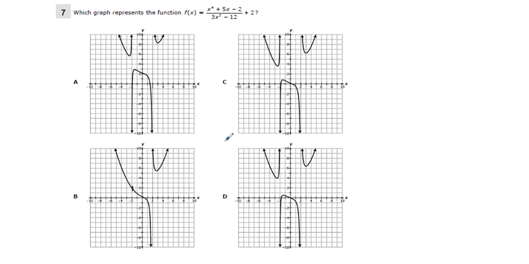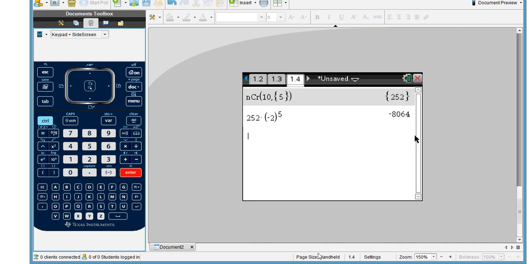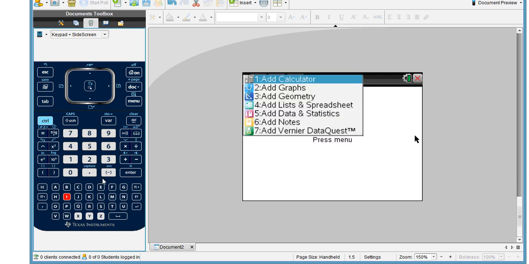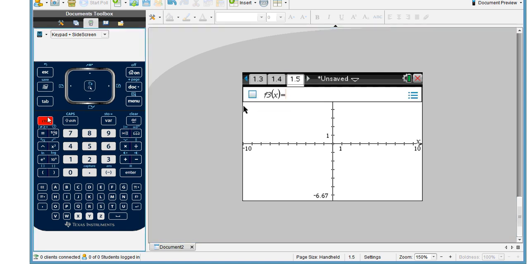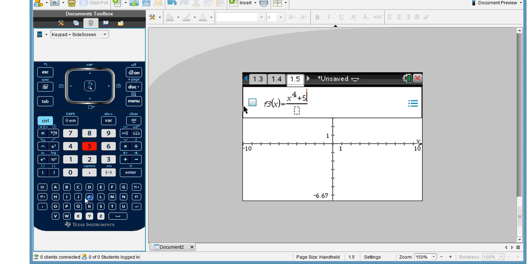Next, 7. Which graph represents the function f(x) equals x to the 4th plus 5x minus 2 over 3x squared minus 12? So we're going to go to our graphing calculator again and put this in. There we go. So we're going to put in x to the 4th plus 5x minus 2, and that's going to be over 3x squared minus 12.